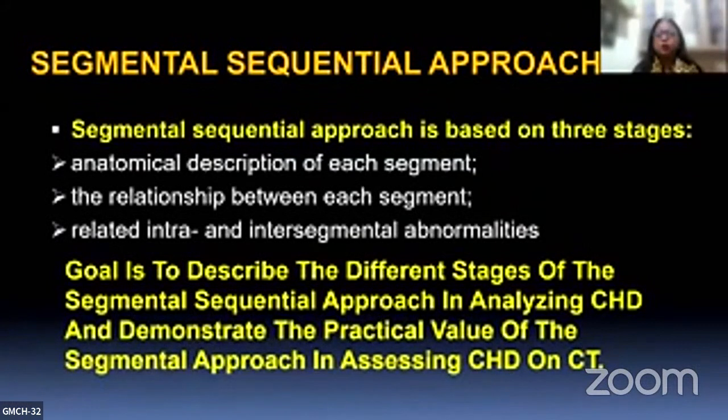Segmental sequential approach is widely used in congenital heart disease in both CT as well as MRI. The main strength of using this approach is that it is easy to use, it is very systematic, and we are able to communicate in the same language with the cardiologists and cardiac surgeons who are going to manage the child later. Segmental sequential approach is based on 3 stages: anatomical description of each segment, that is cardiac anatomy, the relationship between each segment, and the related intra and intersegmental anomalies.